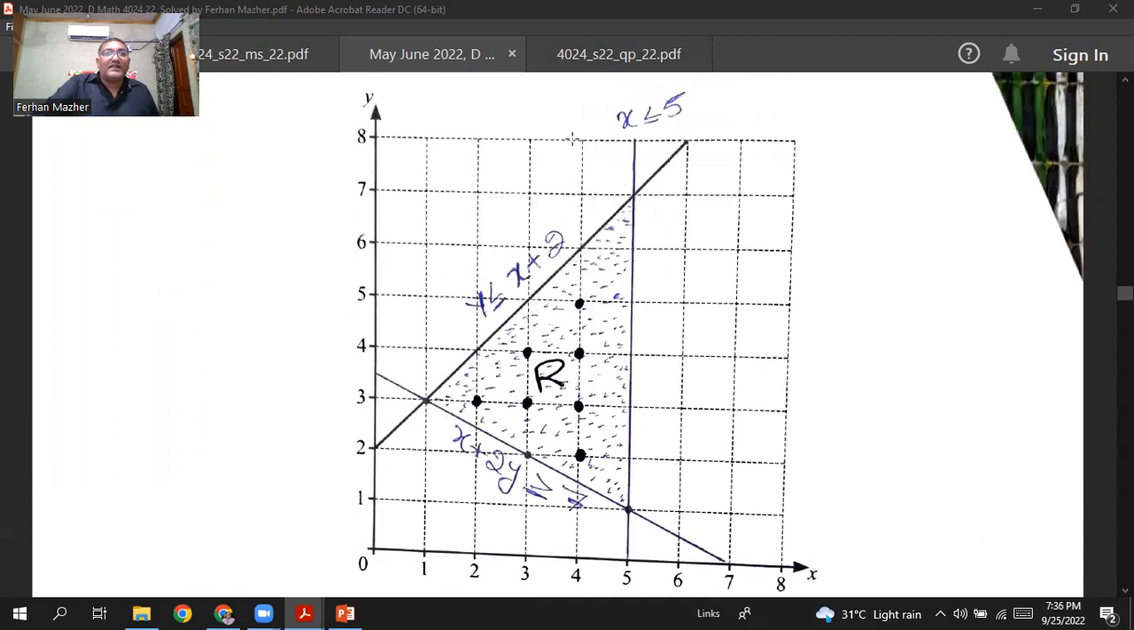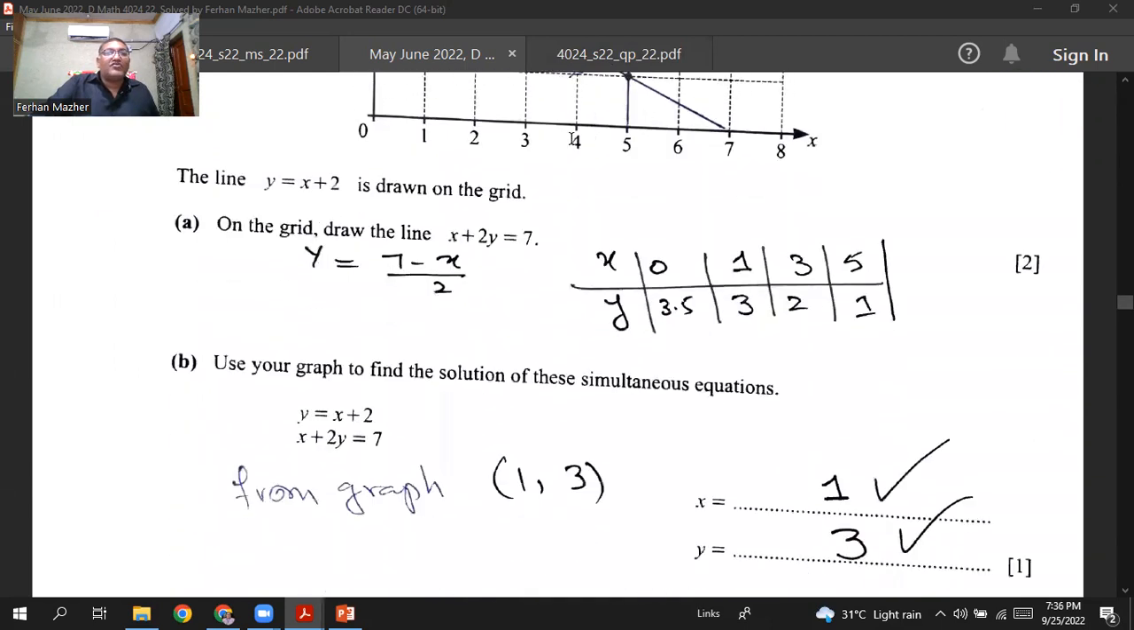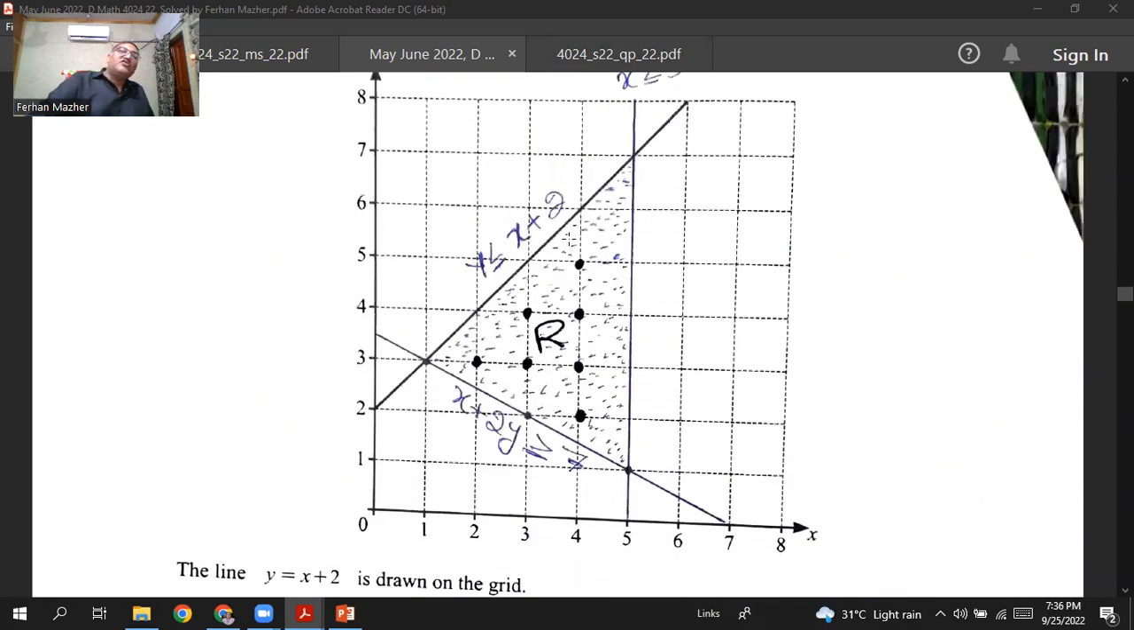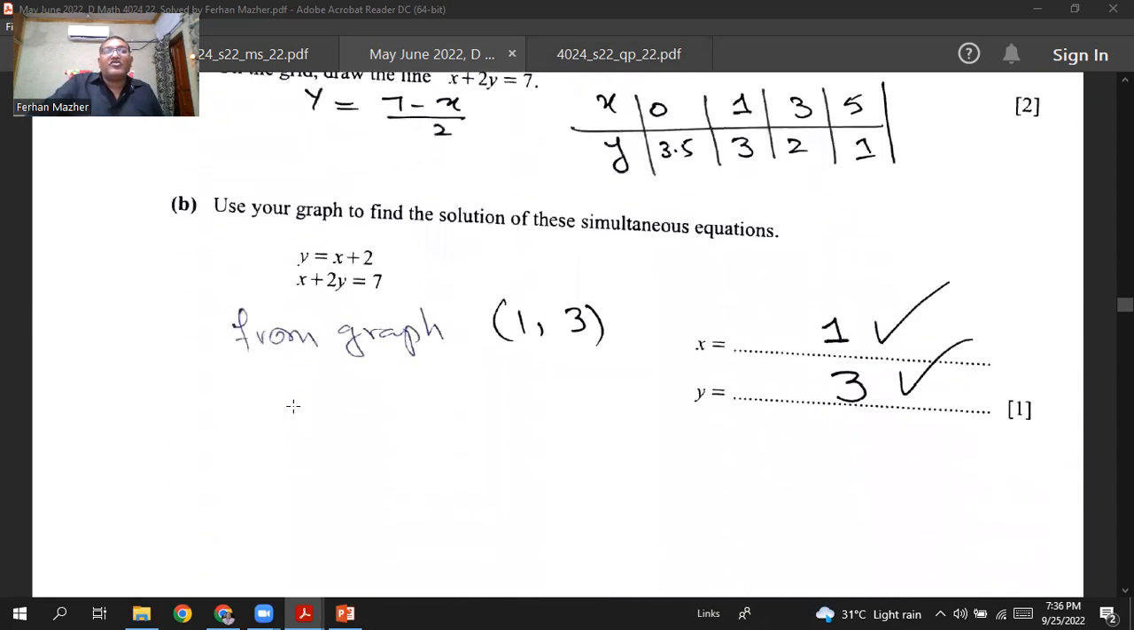So then they asked us to use your graph to find the solution of these simultaneous equations. So where these two lines intersect each other, that is the graphical solution of the simultaneous equation. So they have intersected here. So the x value is 1 here and the y value is 3 here. So the solution will be 1, 3, which means x is 1 and the y is 3. The graphical solution of the simultaneous equation.